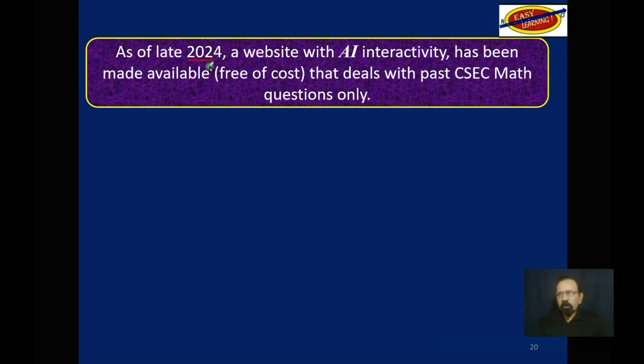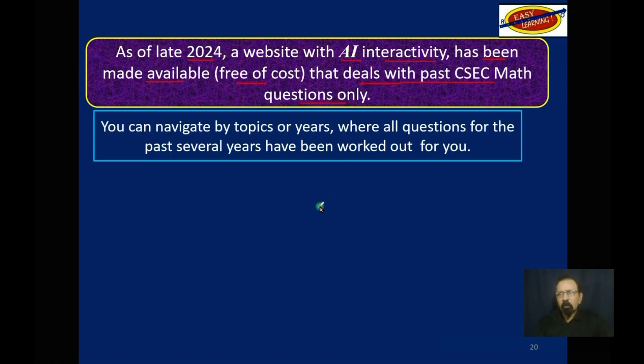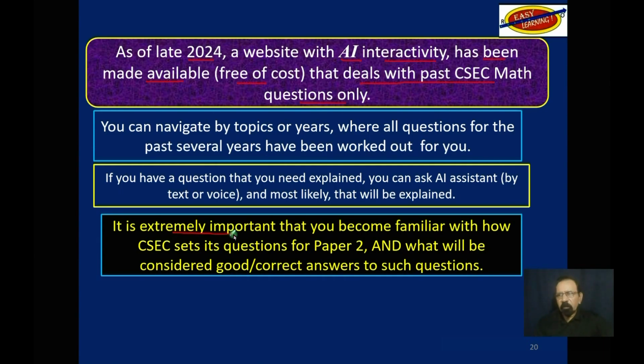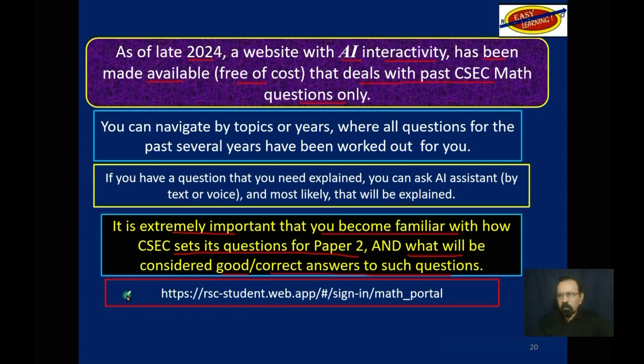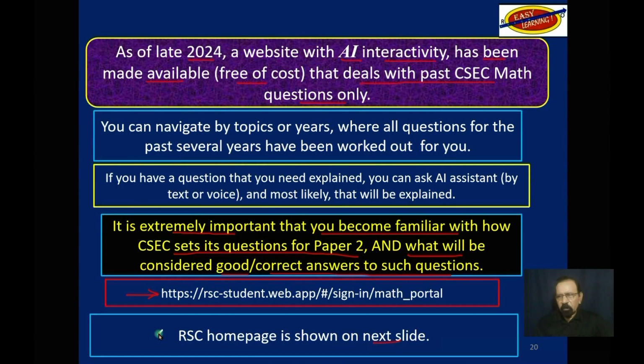Also, as of late 2024, a website with AI interactivity has been made available free of cost that deals with past CSEC math questions only, specifically from paper 2. It is extremely important that you become familiar with how CSEC sets its questions for paper 2 and what will be considered good or correct answers to such questions. This is the URL for that website. On the next slide, I will show you what the home page for that website looks like.